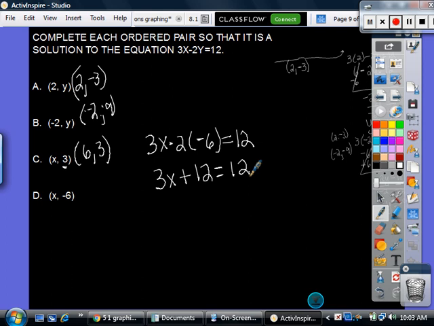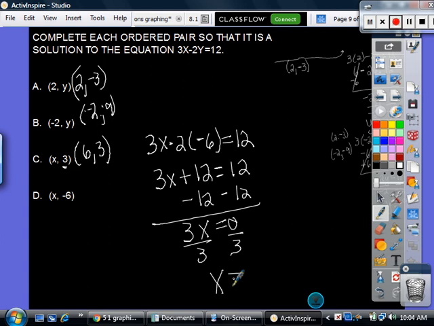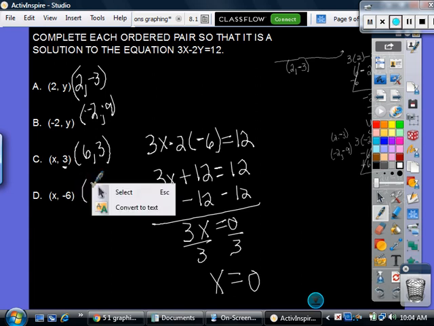Here's one of those problems where everybody will say, oh, there's a 0, this must be no solution, right? That's not true. 0 is a number too, isn't it? So if I subtract 12 from both sides, and then I divide by 3, what is x? 0. So 0, negative 6 is a solution.